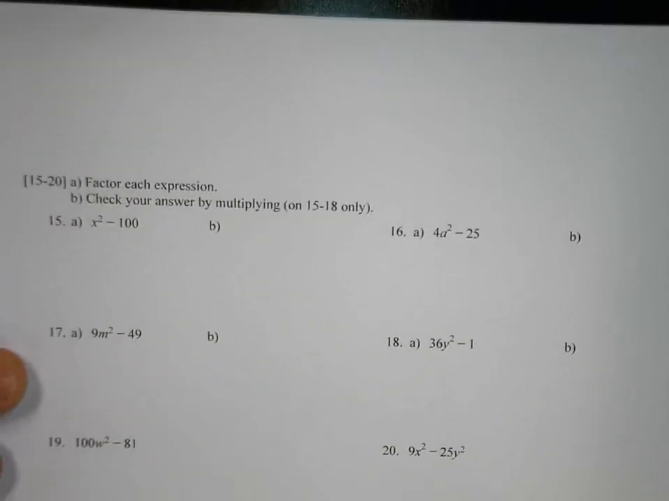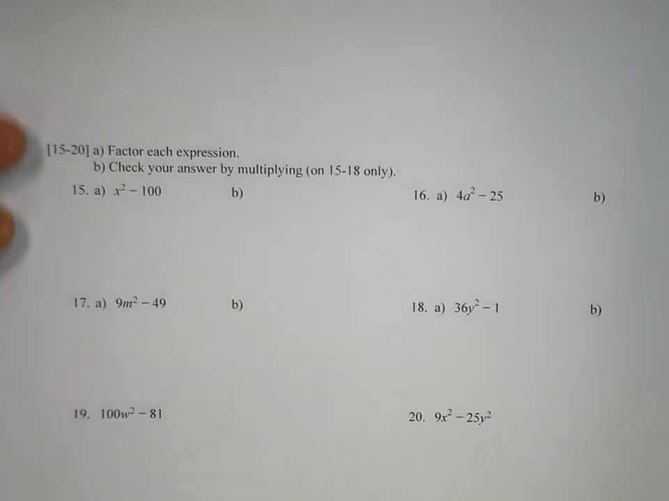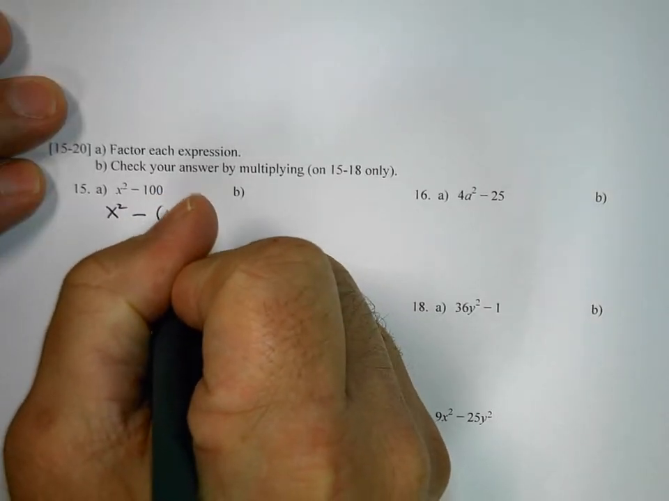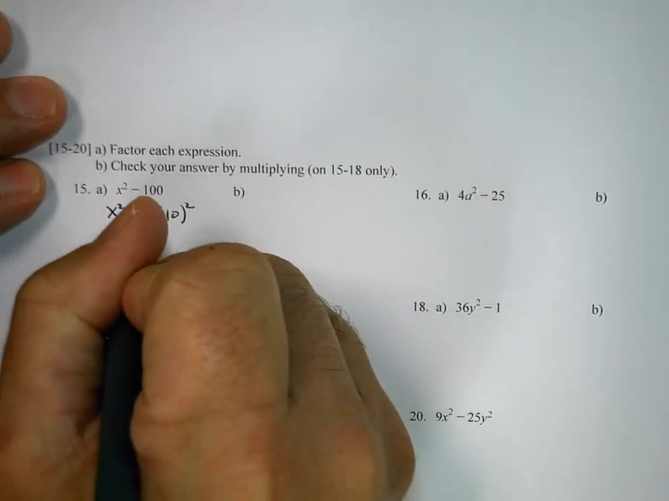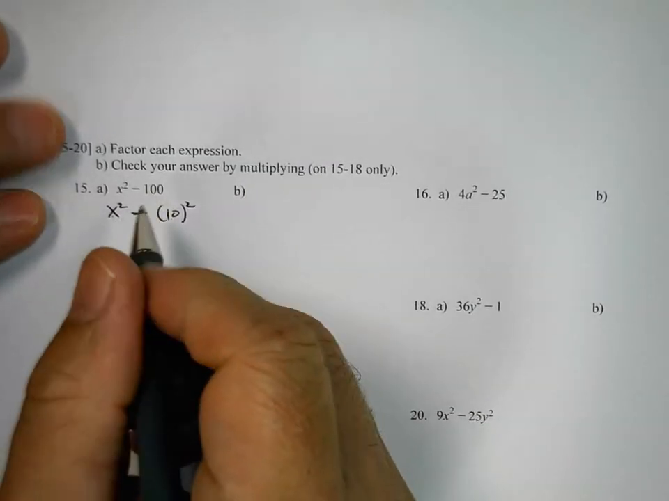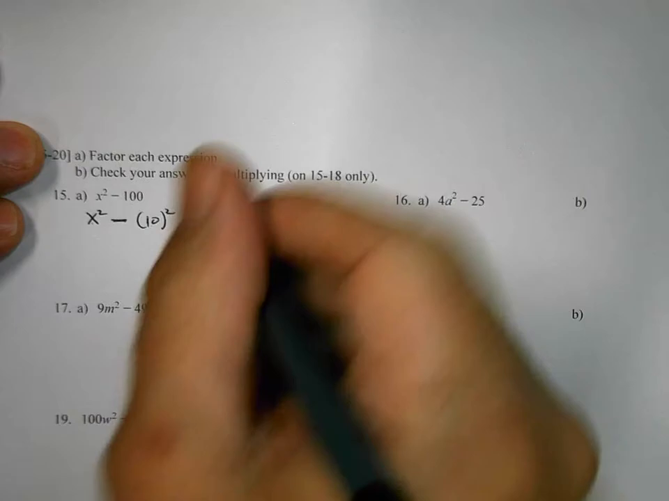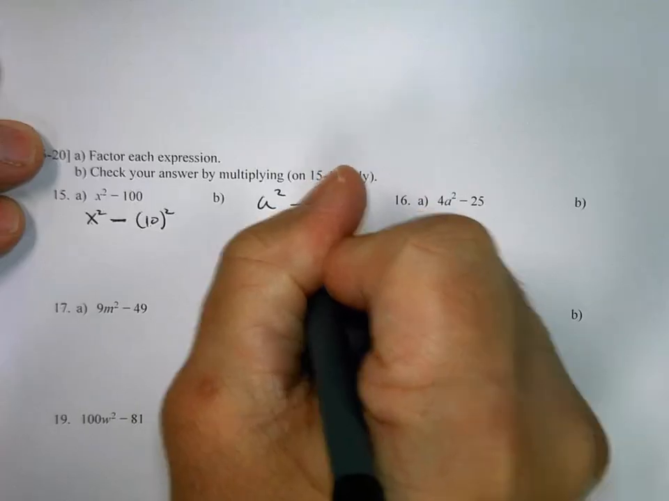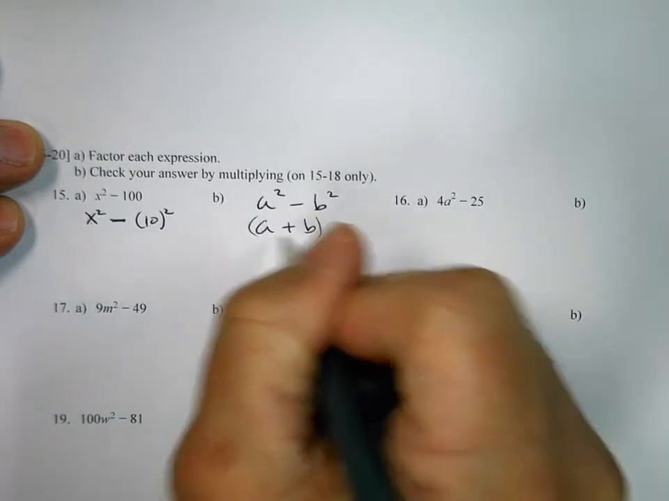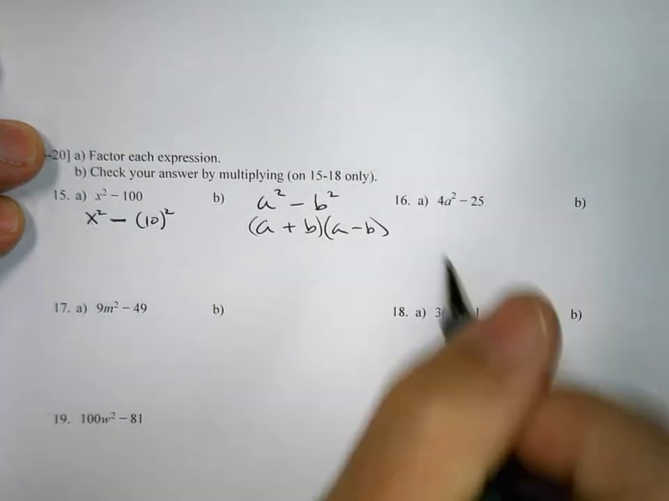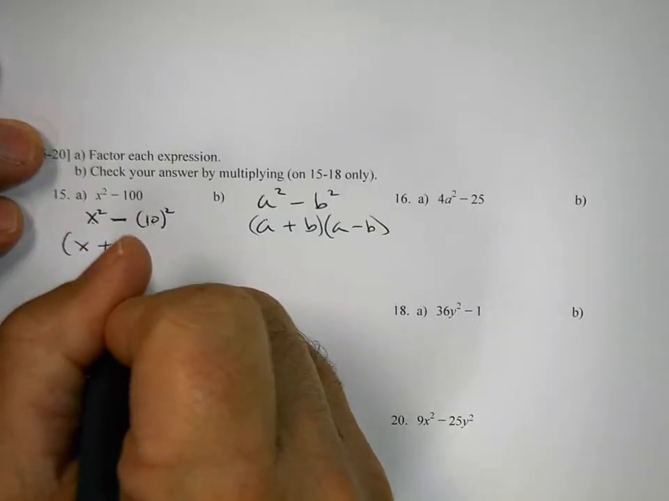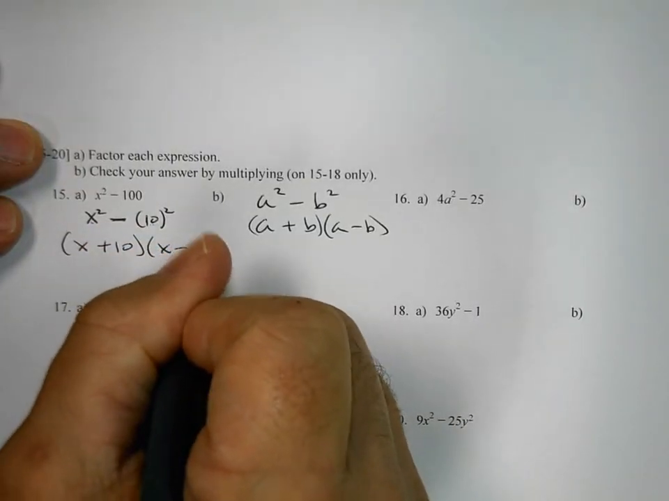Now we're doing some difference of two squares. Remember, we want to be able to write difference of two squares as the difference or subtraction of two things squared. Once you have that, it's a pattern. Think of the pattern like this: a squared minus b squared is simply a plus b times a minus b. Well, this is my a and this is my b, so it's simply x plus 10 times x minus 10.